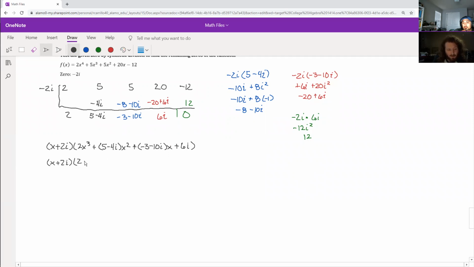2x cubed plus 5x squared. You can't do that. You cannot do that. Never mind. I was just running on autopilot for a second. Let me see. You're going to throw it back into synthetic division because you were given a complex zero. So we're going to try our other complex zero. What is the remaining complex zero, anybody?